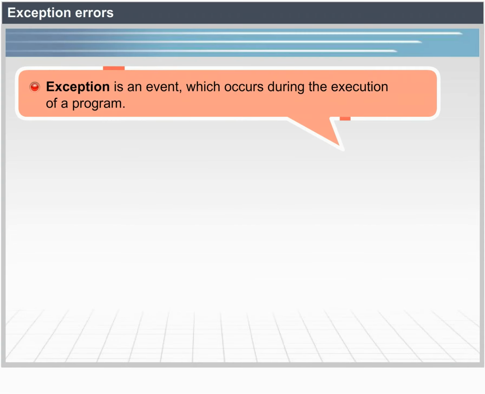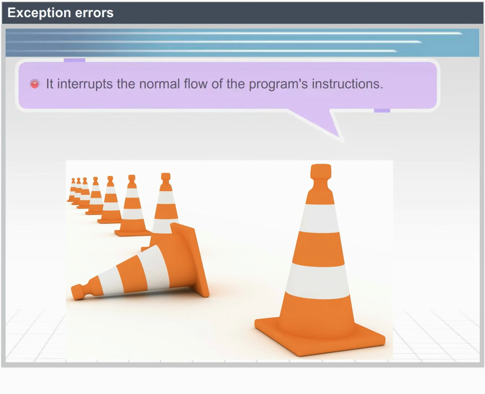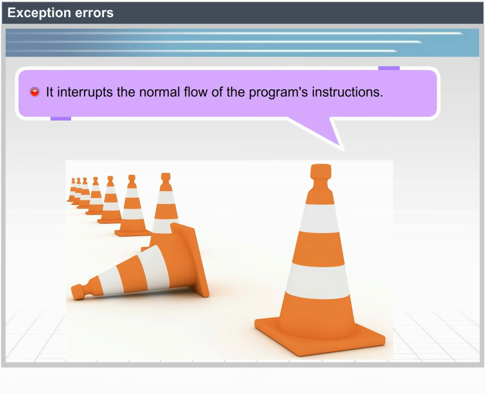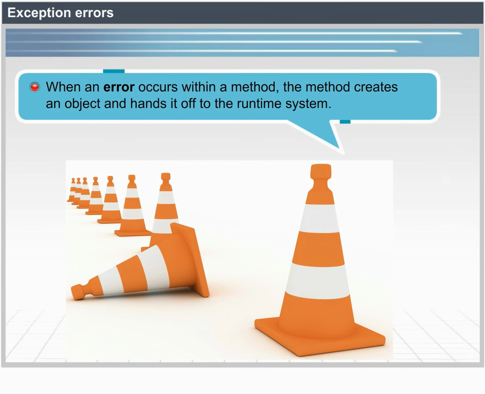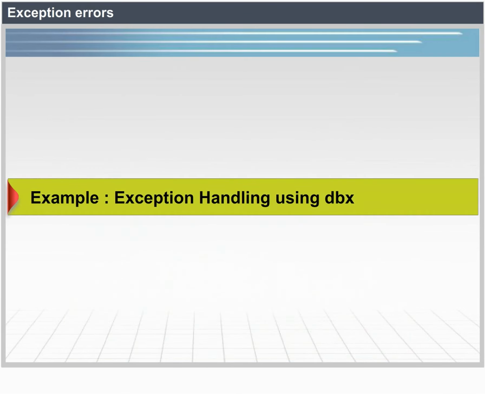An exception is an event which occurs during the execution of a program that disrupts the normal flow of the program's instructions. When an error occurs within a method, the method creates an object and hands it off to the runtime system. Example, exception handling using DBX.